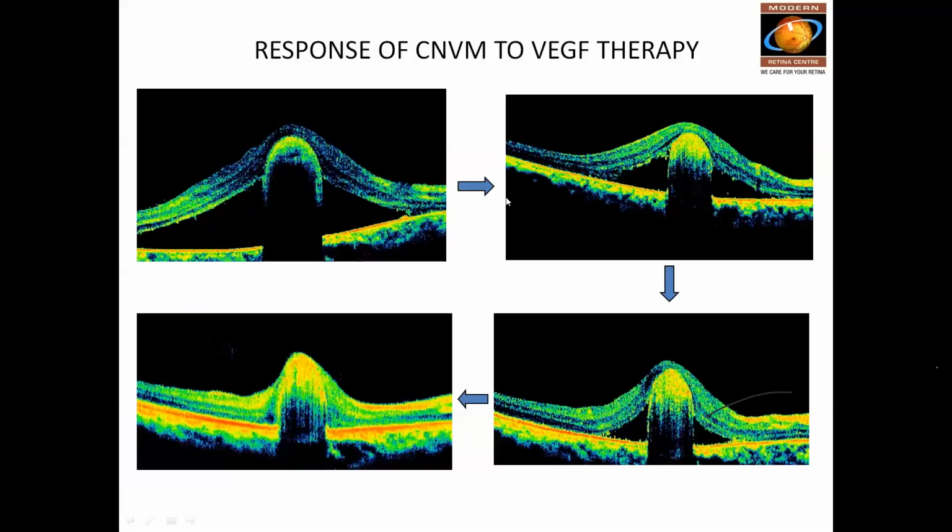Sir, here you can see the serial photographs where a large active CNVM, after multiple injections, has finally scarred completely. So what are the differences between these two lesions? When the lesion is active, you have a very large thickening at the center. There is a large amount of subretinal fluid. The lesion is very tall. As we keep injecting, the lesion starts becoming more compact and scarred. This is scar tissue.